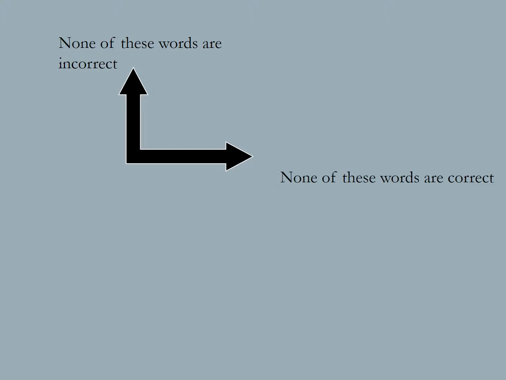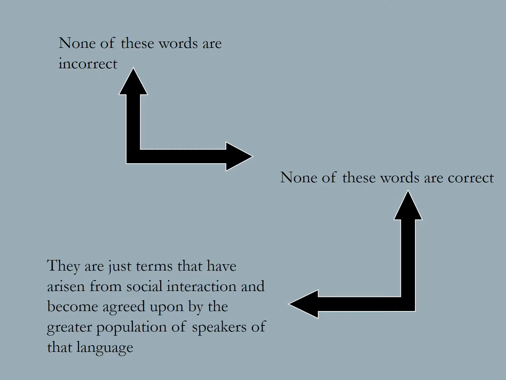But none of these terms are incorrect. None of them are correct either. They're just terms that have arisen from social interaction that the greater population has agreed on, and they say, all right, this is what you're going to say when you're talking about this object. It's a much easier way than having several different words for everything that are generally accepted, so you don't have 5 words for fork.